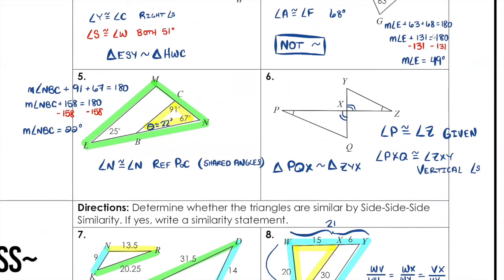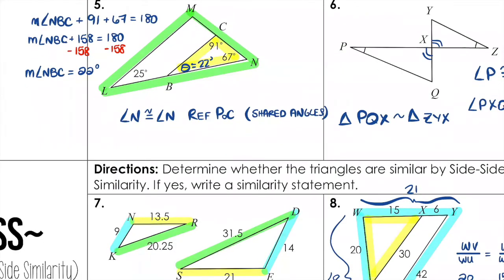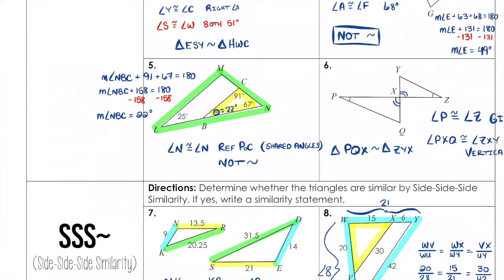Does that match angle L? No. So do we have two congruent angles? No. So can we say that they're similar? We cannot say they are similar. We do not have enough information. Not a mustache. So angle is the first way we can prove similarity.